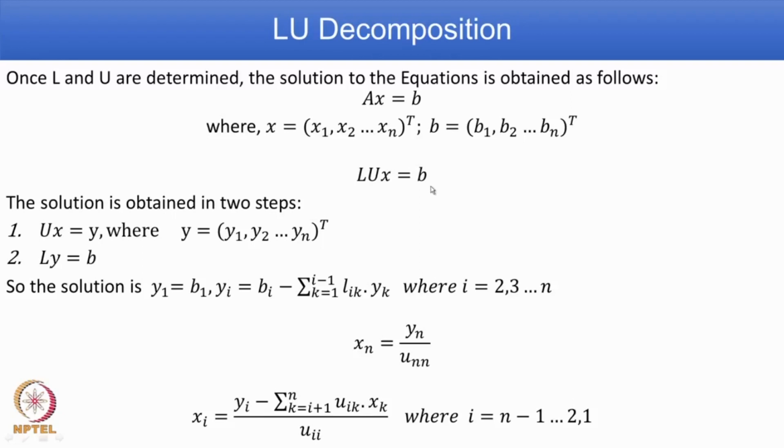So, we rewrite A as LU, so LUx equal to b. The solution is obtained in two steps. First, we write Ux equal to y, where y is equal to y1 to yn transpose, then Ly is equal to b. So, the solution is obtained as y1 is equal to b1 and yi is equal to this recursive relationship, where i is equal to 2 to n, and xn is now found by backward substitution, again by a recursive relationship as shown here.